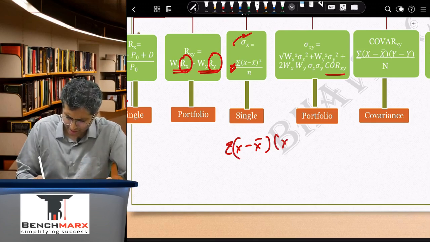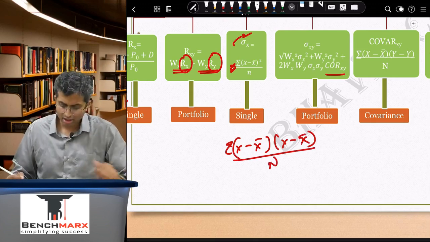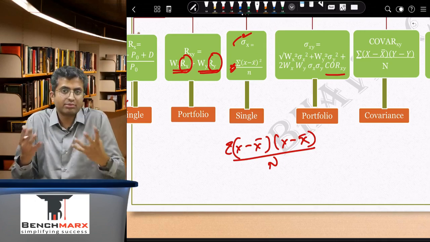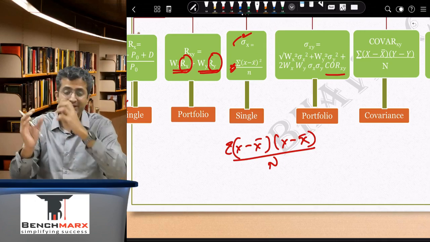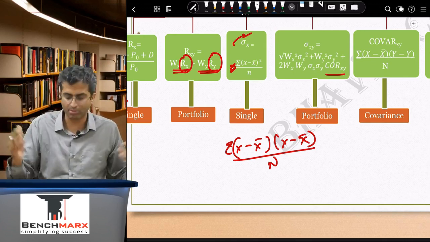So variance is summation of x minus x bar the whole squared, divided by n. The whole squared is nothing but x minus x bar into x minus x bar, and then you divide it by n. I'm trying to give you brief insights into the concepts behind each formula so that you remember them and not just mug them up.